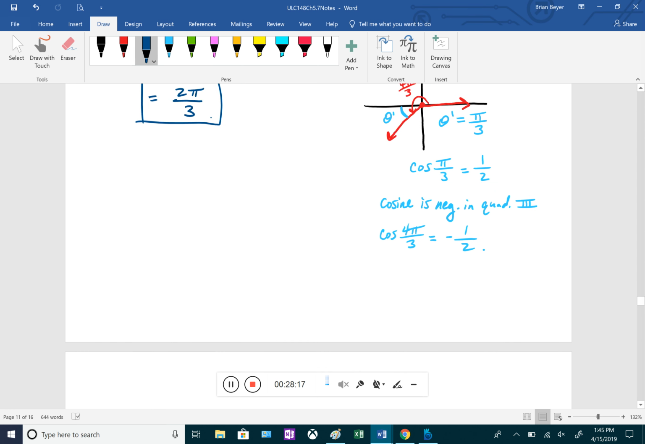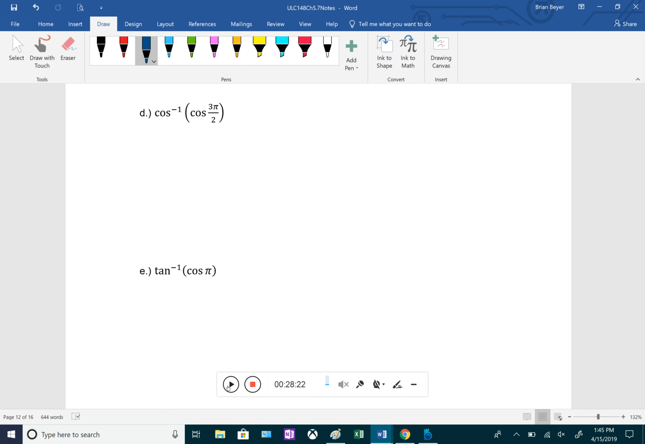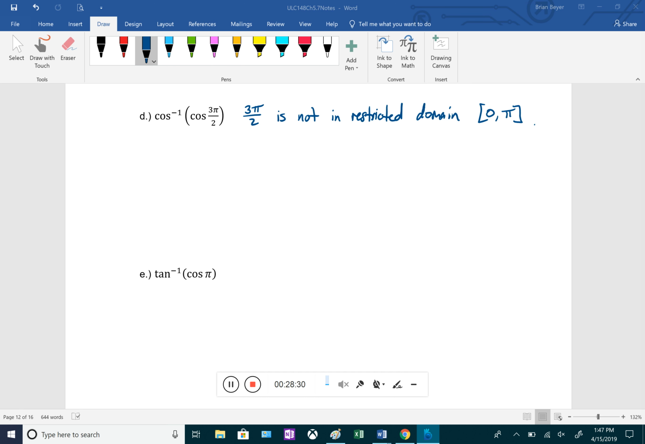Okay, I'll do a couple more here. So we have cos inverse of cosine of 3 pi over 2. So 3 pi over 2 is not in the restricted domain for cosine, which was 0 to pi. So we can't just cancel these out and say that the answer is 3 pi over 2. So we have to evaluate cosine of 3 pi over 2.